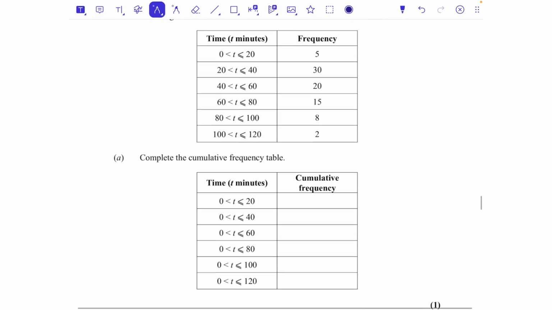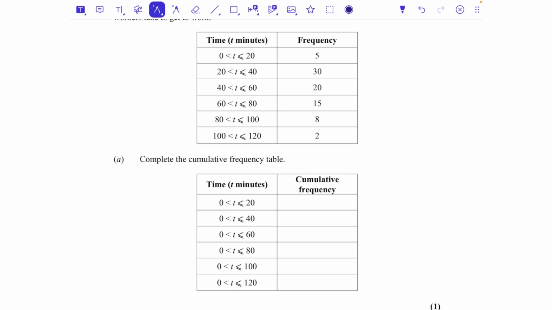So for the cumulative frequency table, we know that we need to add it up as it goes along. Look at the categories. Instead of being 0 to 20, 20 to 40, 40 to 60, we're now going 0 to 20, so that's the same, that's still going to be 5 people. But then we're going 0 to 40. So I want to know how many people were in the 0 to 20 category and the 20 to 40 category. So I need the first 5 and the next 30. So that's going to be 35.